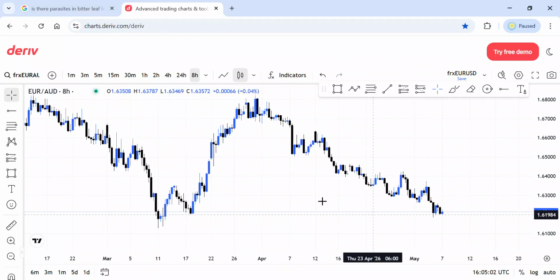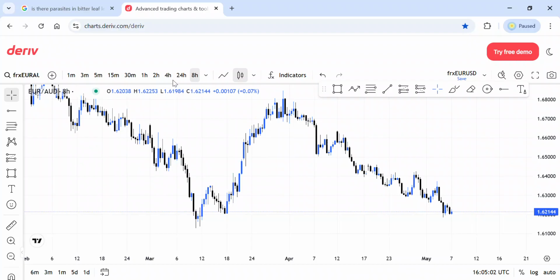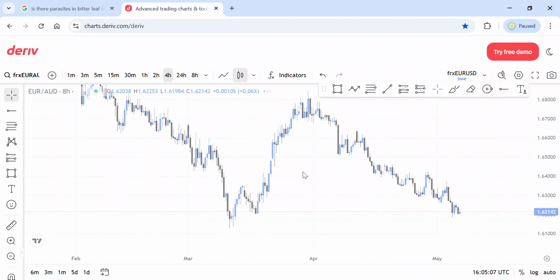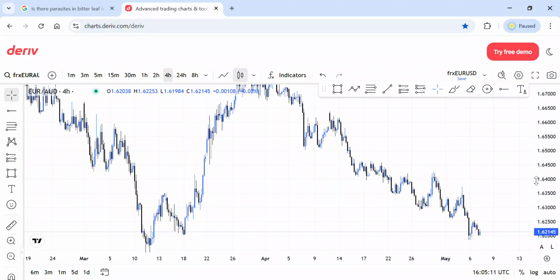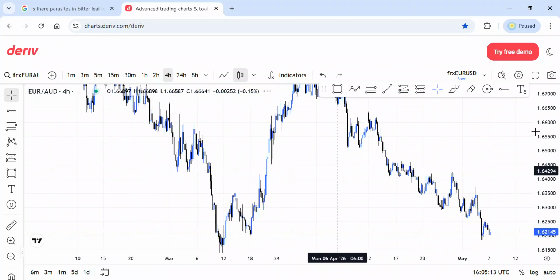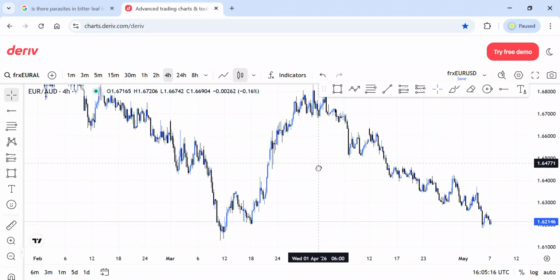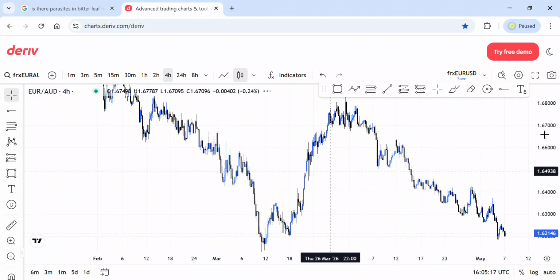So first thing first, you look at the directional bias. Let me check 4 hours. You just need a directional bias, whatever. Okay.